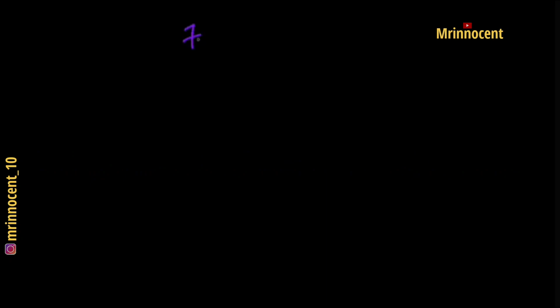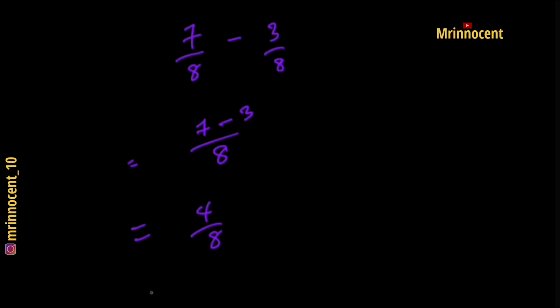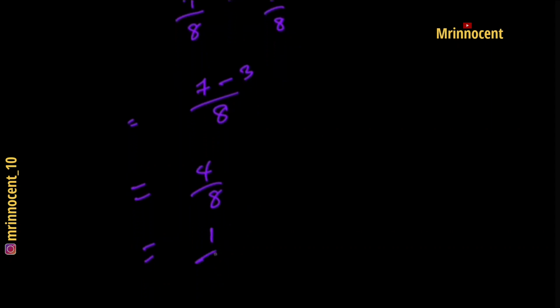You have 7 over 8 minus 3 over 8. The LCM is 8. 8 into 8 is 1, 1 times 7 is 7, minus 8 into 8 is 1, 1 times 3 is 3. 7 minus 3 is 4 over 8. Divide by 4: 4 into 4 is 1, and 4 into 8 is 2. So your answer is 1 over 2.